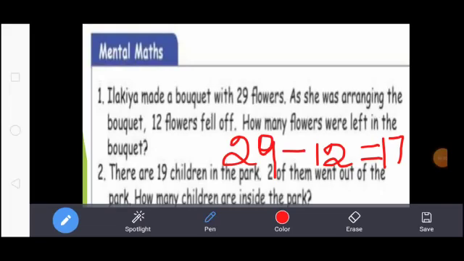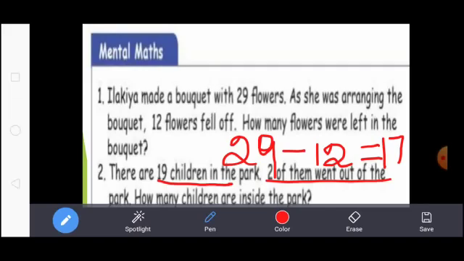Next question. There are 19 children in the park. Two of them went out of the park. How many children are inside the park? Another time I read this. There are 19 children in the park. Two of them went out of the park. How many children are inside the park?